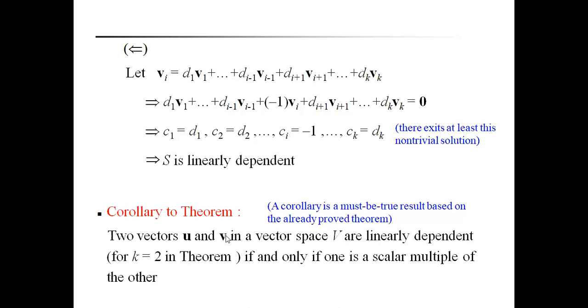What do we have to write? c1 into u plus c2 into v equal to 0. So c1 into u is equal to minus c2 into v. Therefore, u is equal to minus c2 by c1 into v. Minus c2 by c1 is a scalar. Therefore, one vector can be expressed as a scalar multiple of the other vector. This is one more important corollary, a consequence of the above theorem.